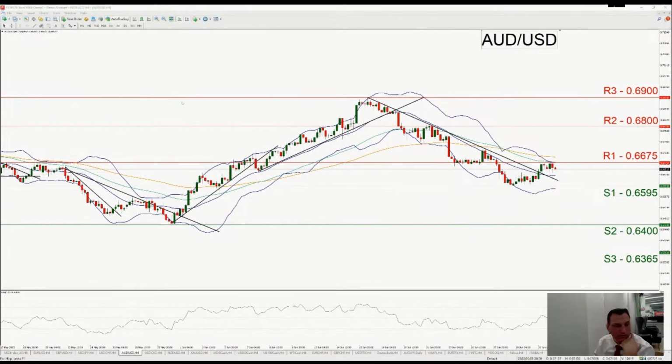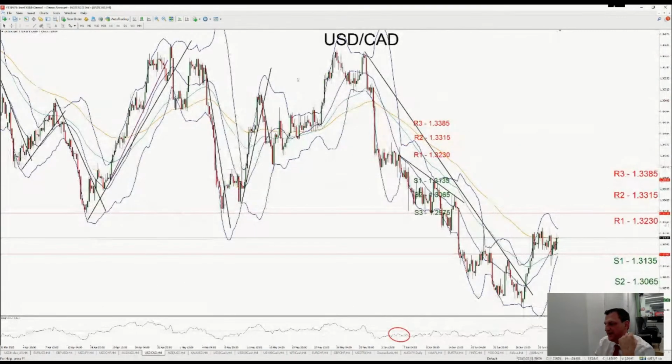Should the bulls regain control over the pair, we may see the price action rising, breaking the R1 0.6675 and start aiming for 0.68. On the other hand, should the bears take over, we may see the price action breaking the S1 0.6595 and start aiming for the S2 0.64. Let's move now to the Canadian dollar against the US dollar. It's USD CAD.